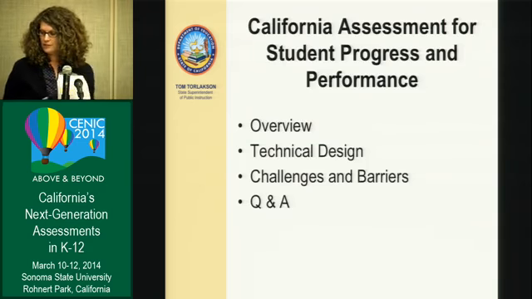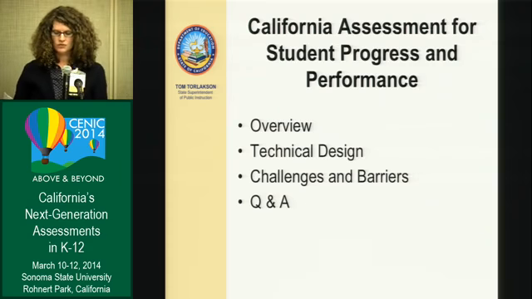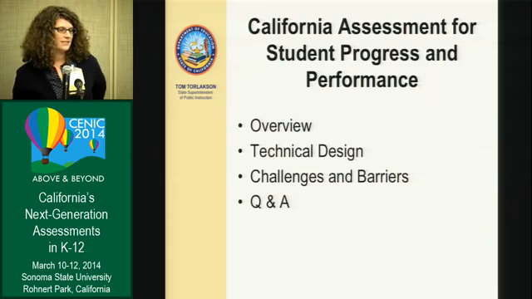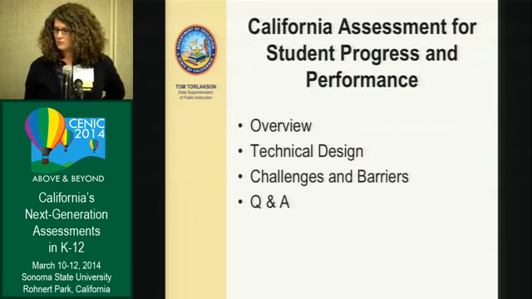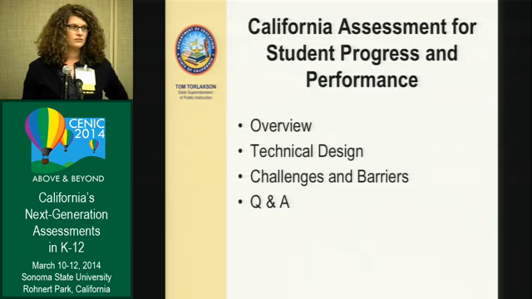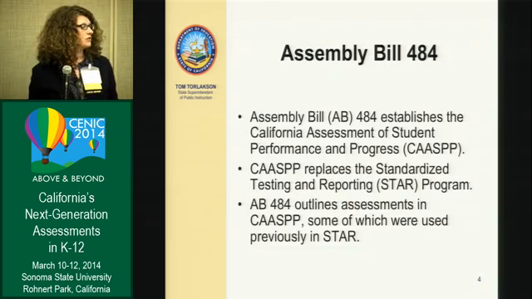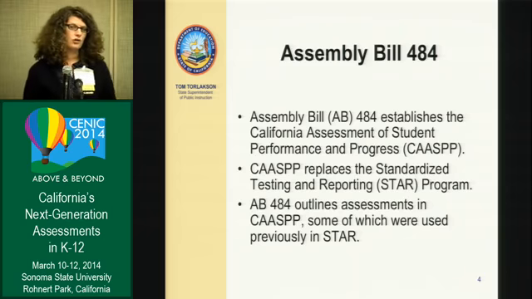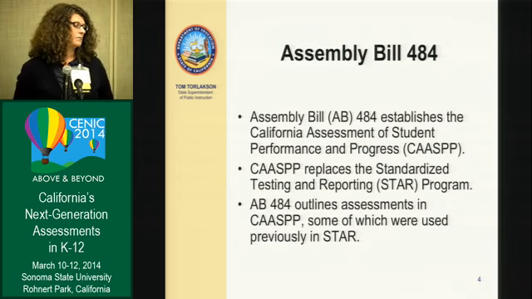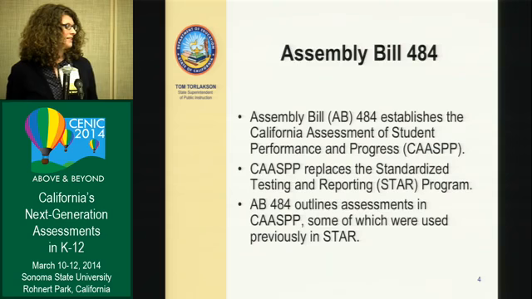So we're just going to go over a couple of basics so we're all on the same page, so you can learn about what we're getting ready to embark upon for this next year in regards to the California Assessment for Student Performance and Progress, CASP. And we'll give you a technical overview of it as well as talk about some of the challenges and barriers for our public schools. So Assembly Bill 484 was passed into law and signed by the governor in October of last year, and that replaces the STAR program, which the new STAR program is now called CASP. So that's our new language for public schools.